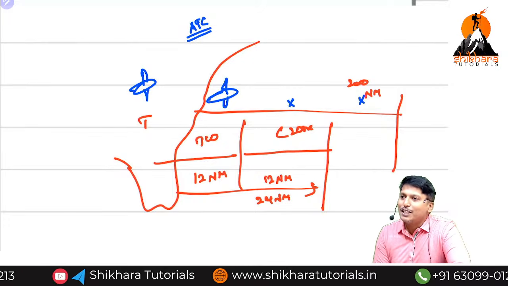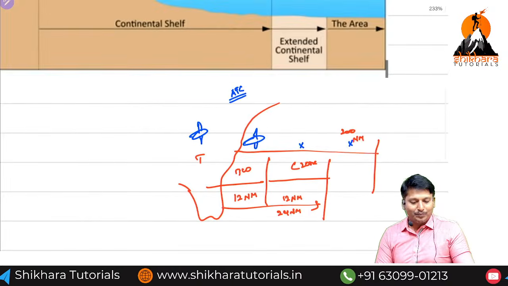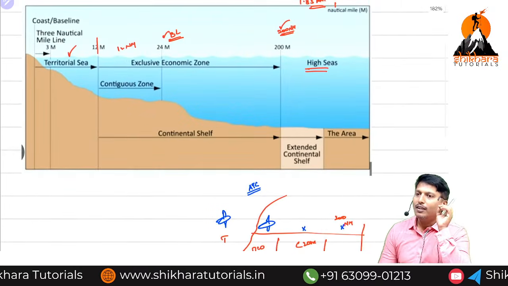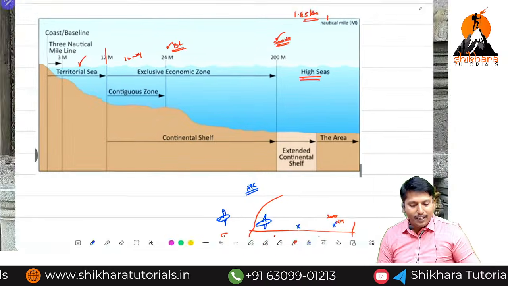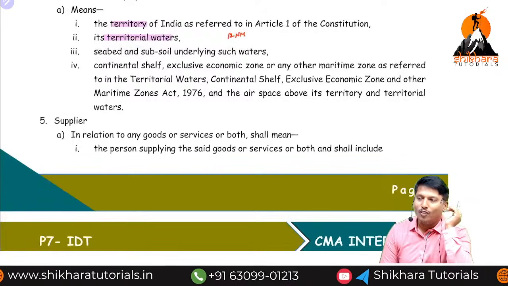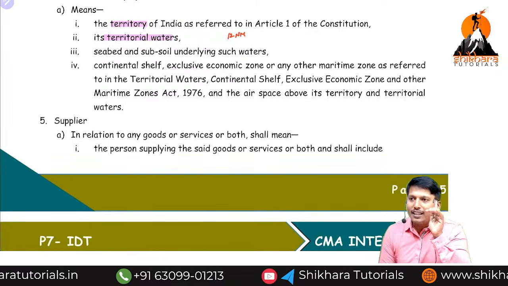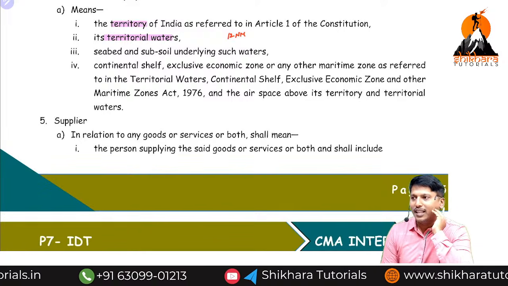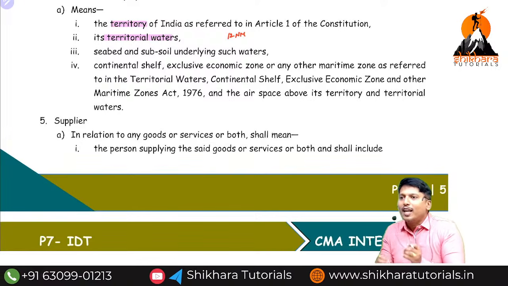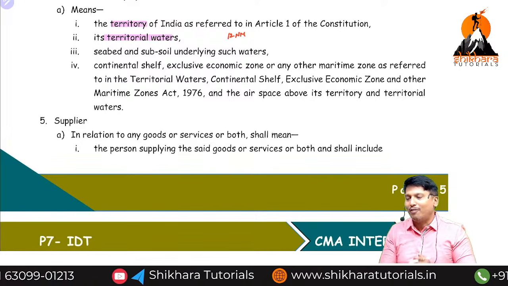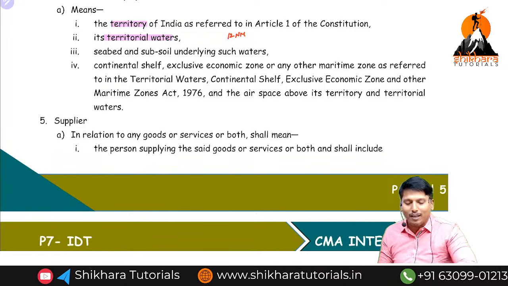But airspace is only about territory and territorial waters. So, once again, India means what? Territory. What is territory? The land space which is there in the states and union territories. Next, territorial waters: 12 nautical miles from the baseline. From the end of our land space, into the water, 12 nautical miles.